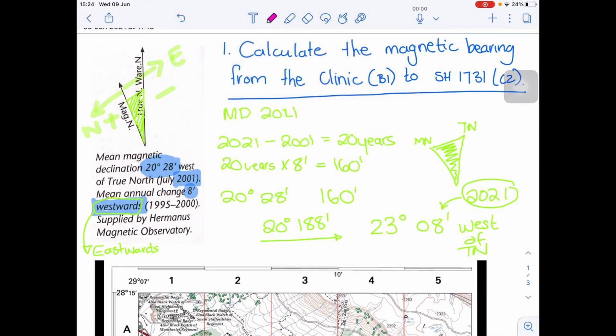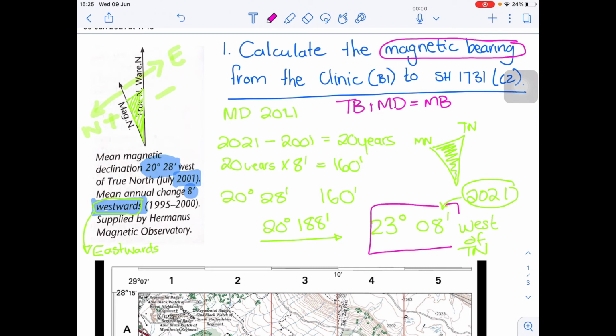So if we write out that formula again, we've got true bearing plus magnetic declination, the current one, will equal the magnetic bearing, which is what the question is asking us to calculate. So the true bearing we haven't worked out in this particular sum, but we have worked out the magnetic declination. So let's now work out the true bearing, and then we can add the two together.